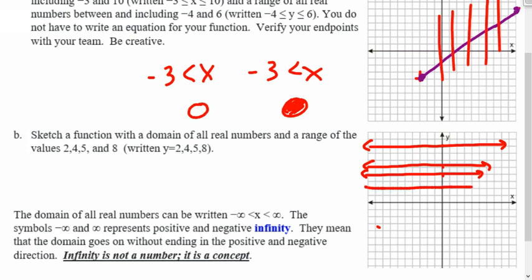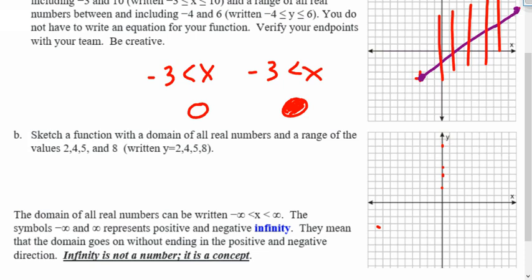Does it hit my domain? Every single x value, right? Does it hit my range only at 2, only at 4, only at 5, and only at 8? Yep. Problem is, it fails the vertical line test. It hits the graph in more than one spot. So this is not okay. So if you did this, pause it for a second and try to think through what you could do.